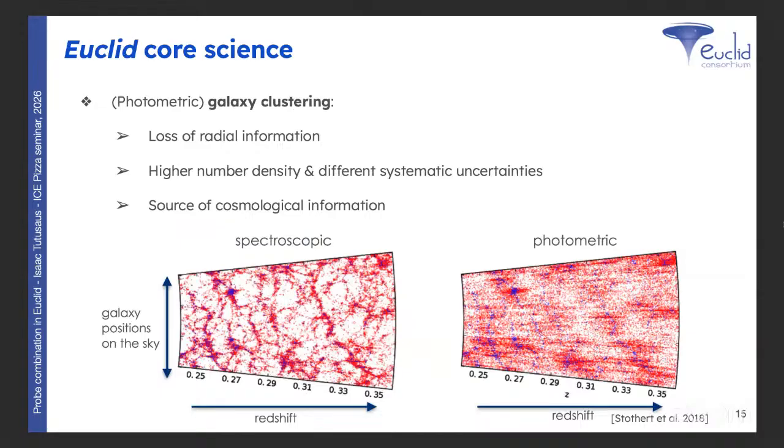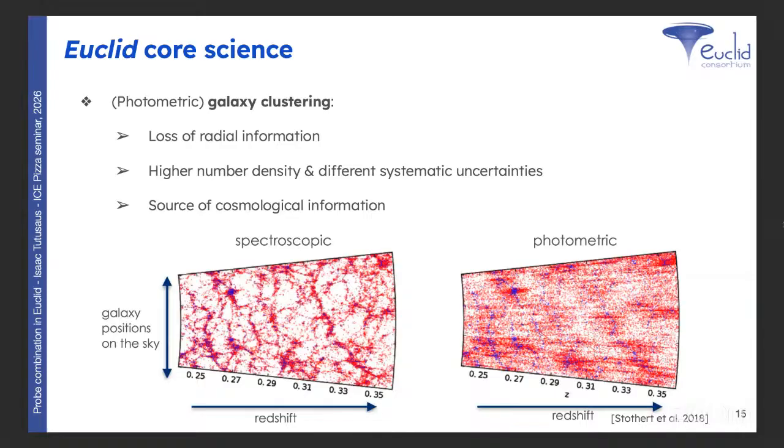Another probe that I like very much is galaxy clustering again, but this time with photometric information. So the problem is that if we have spectroscopic data, usually we're looking at something like this. This is the galaxy position on the sky as a function of redshift, and you see that we recover the cosmic web, all these filaments, all these clusters, these voids. And here is where we measure BAO and RSD.